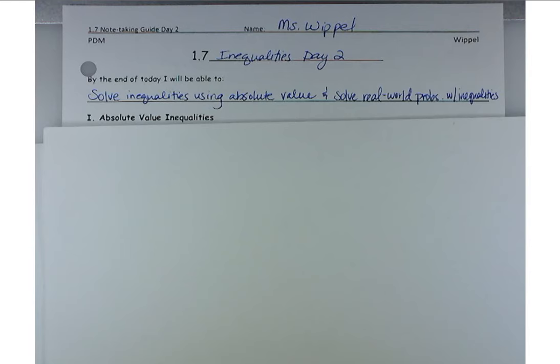Okay, so today we are doing the second day of inequalities, and by the end of today, you will be able to solve inequalities using absolute value and solve real-world problems using inequalities.